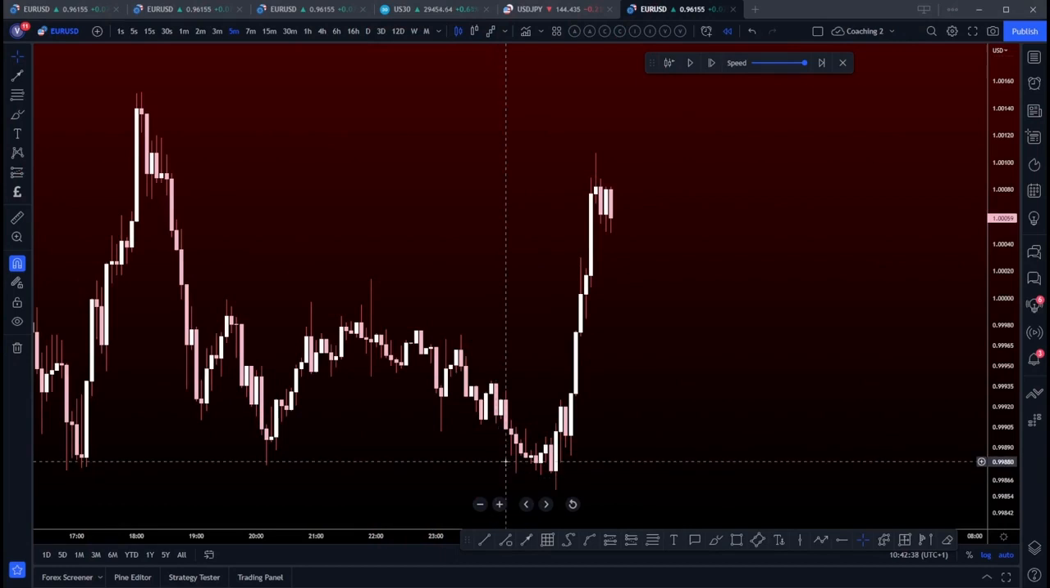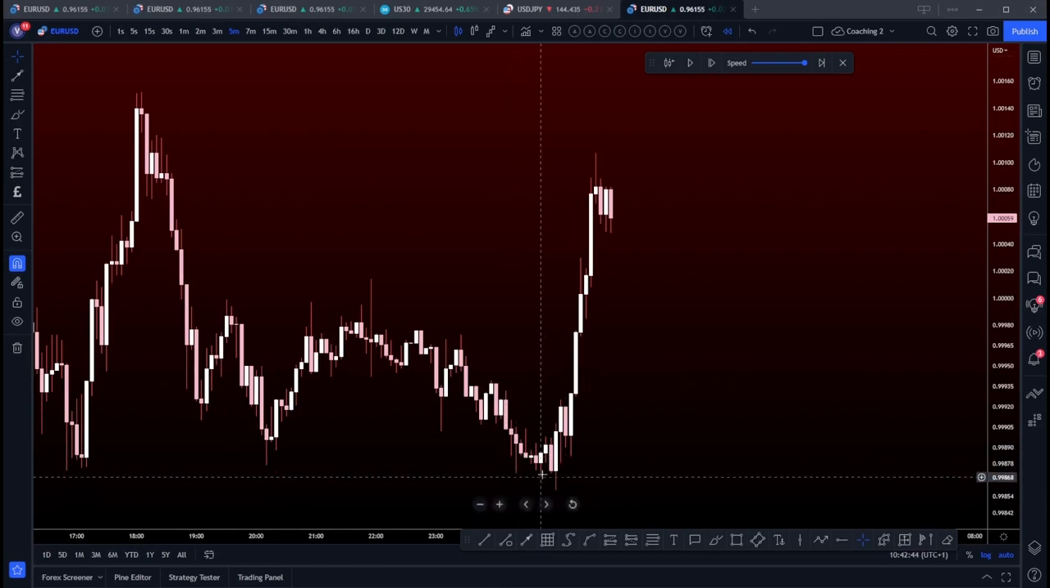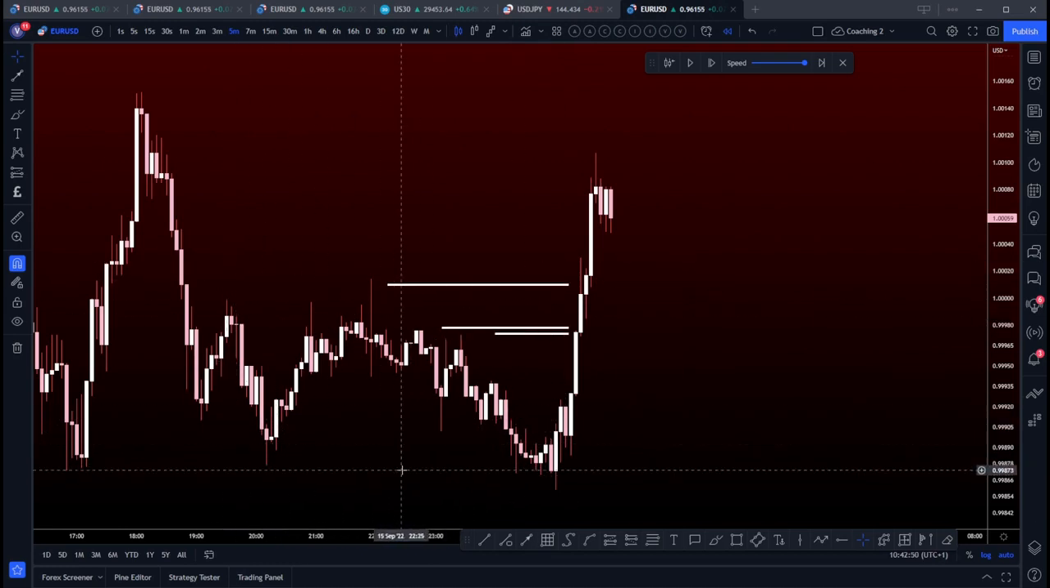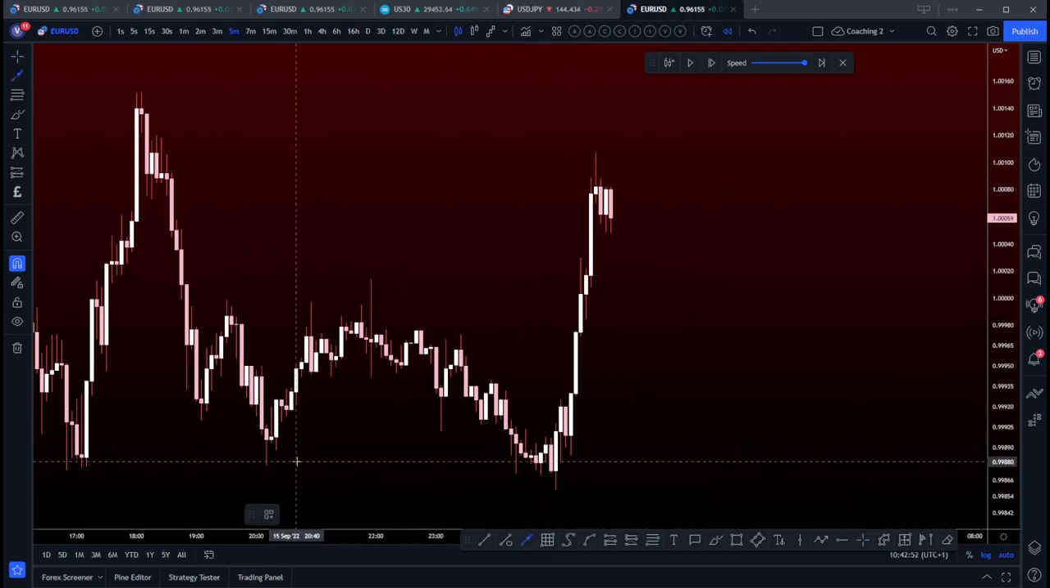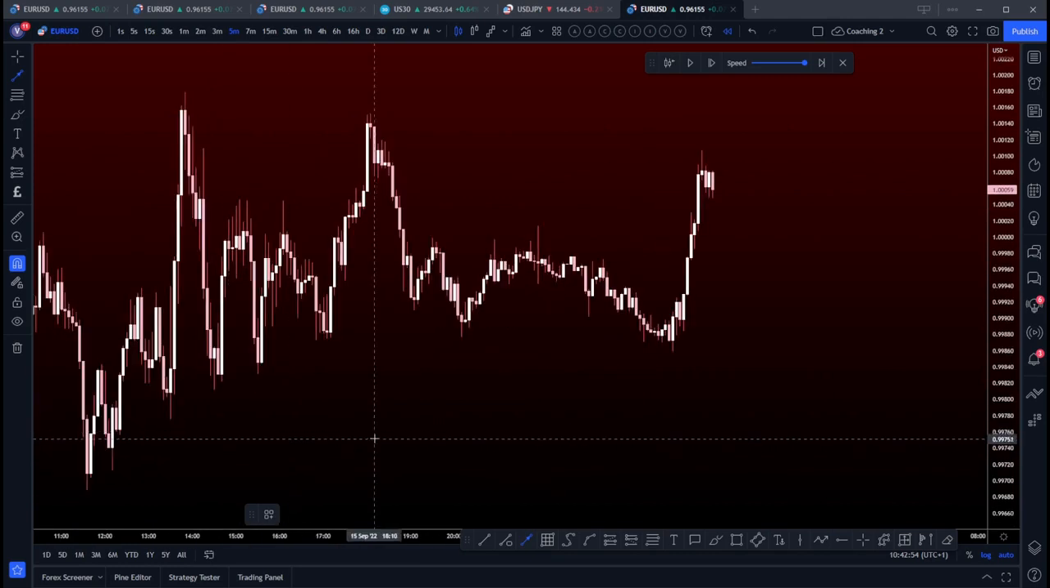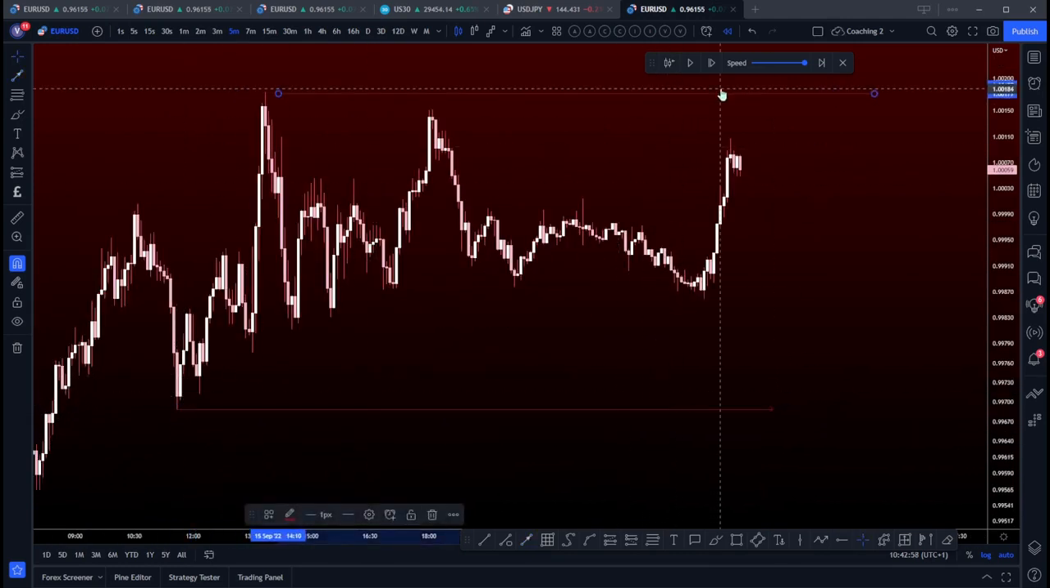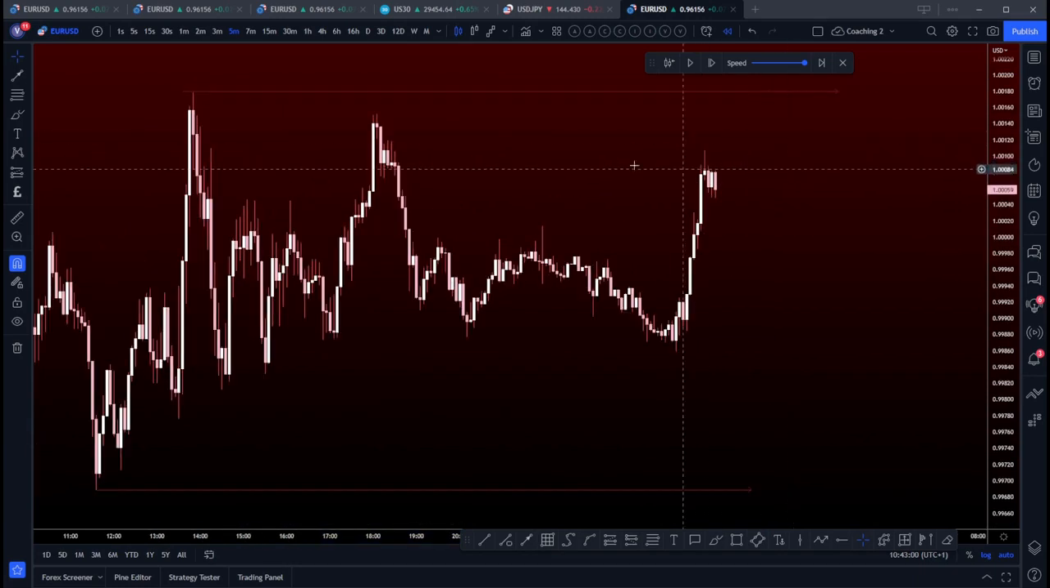So traders, now that we know what imbalance is, we're going to do some application to the chart. Obviously, we can see that we've had this impulsive movement already, and it's broken out through multiple points of structure. So we're going to mark out some structure points. We can see that this was clearly a swing low. This was a swing high, guys.